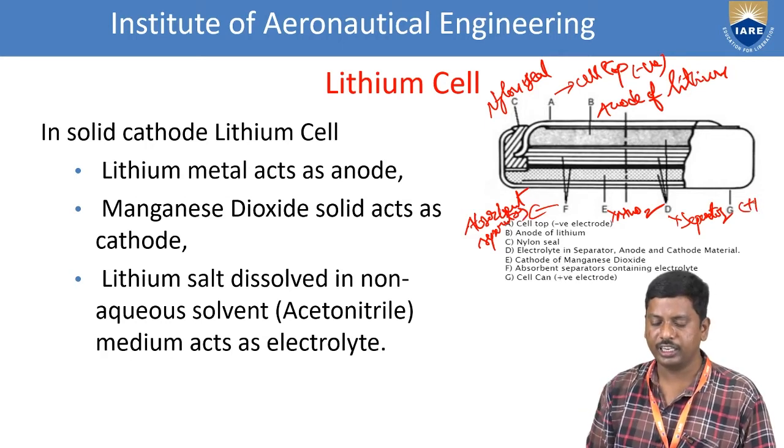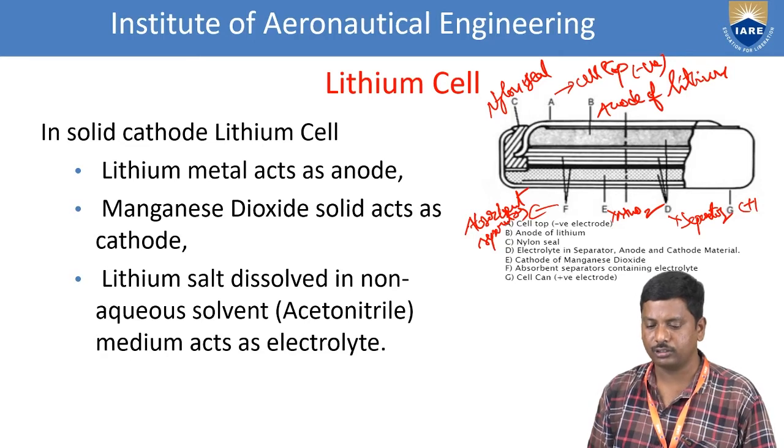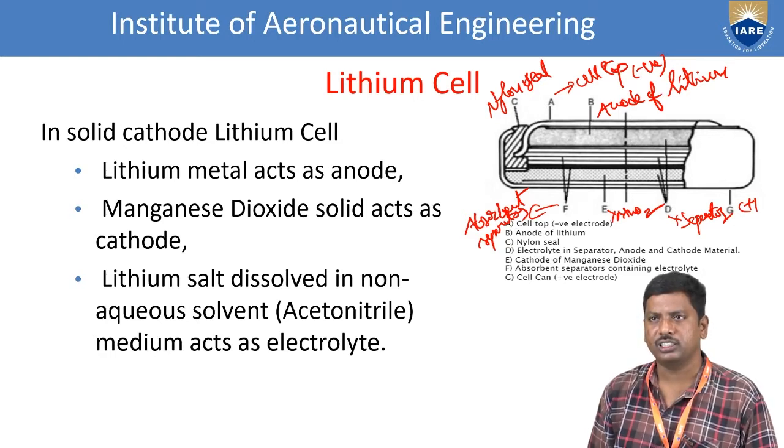So that means the negative electrode is placed at the top of the cell, and the positive electrode lies at the bottom of the cell. At the start of the cell there is a nylon seal which protects against outside exposure. The lithium acts as the anode of the cell, and the cell is divided by separators, especially manganese dioxide, and electrolytic separators between the anode and cathodic material. So absorbent separators are required for the lithium cell.